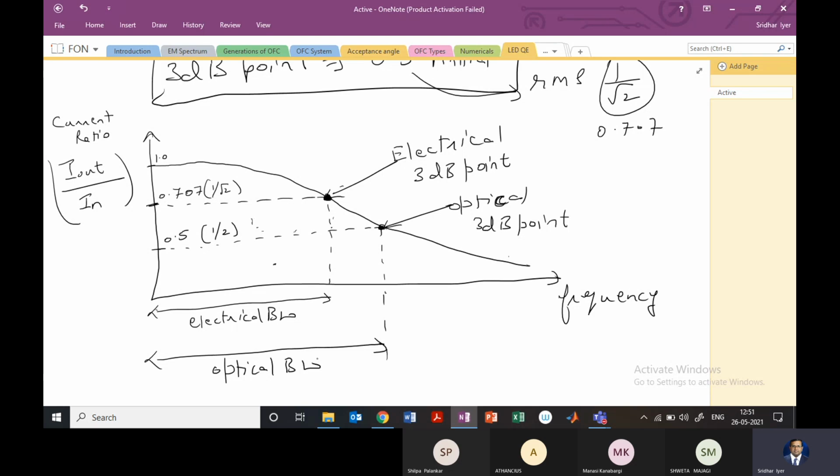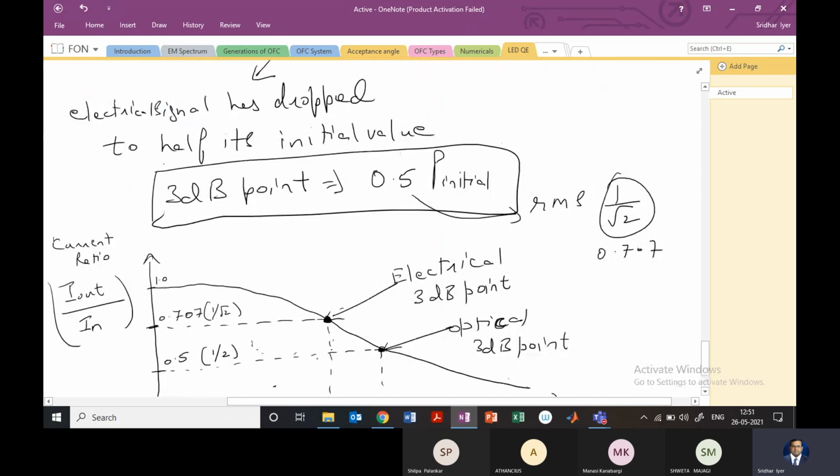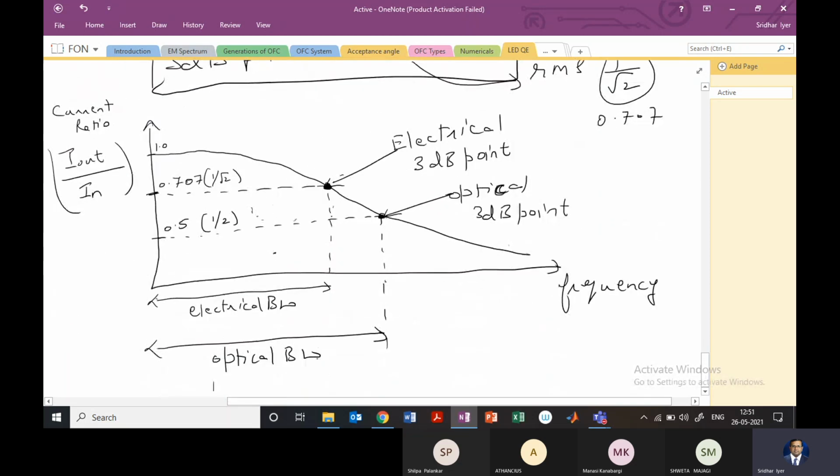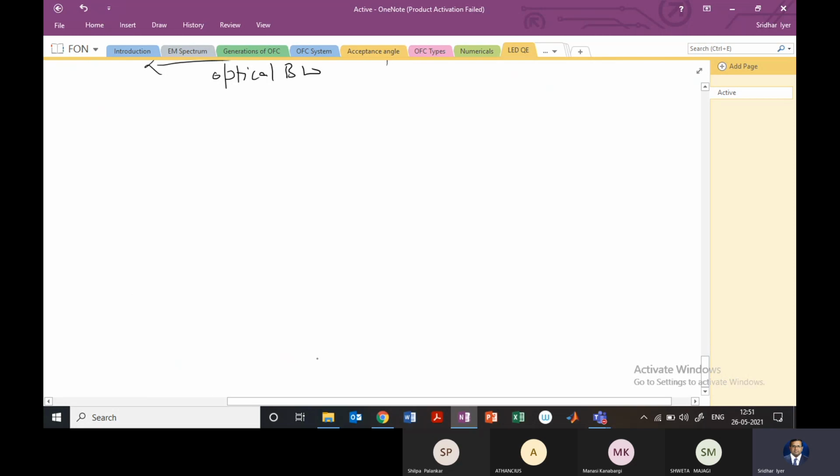Now let's try to compare the electrical and optical bandwidth for an optical communication system, and let's try to have a relation between them. It's a very important concept. This diagram is very important. This helps you understand that the optical bandwidth is larger than the electrical bandwidth, and therefore we prefer an optical system over an electrical system when it comes to bandwidth. So here we want to establish the relation between the electrical system and the optical system.